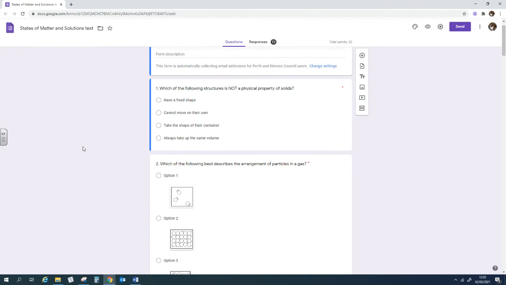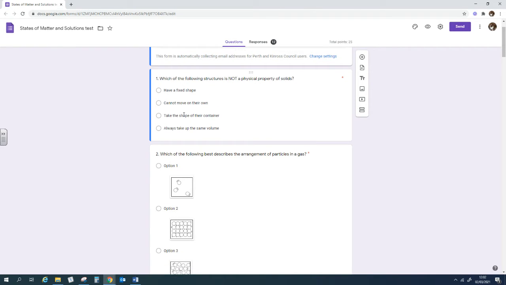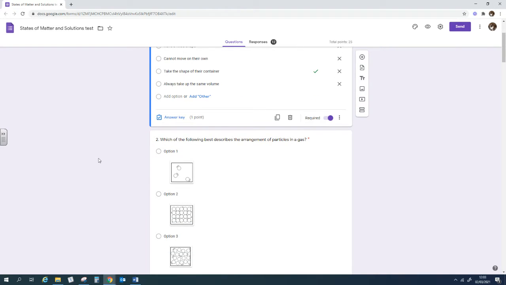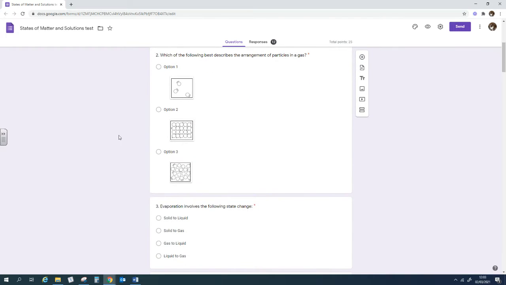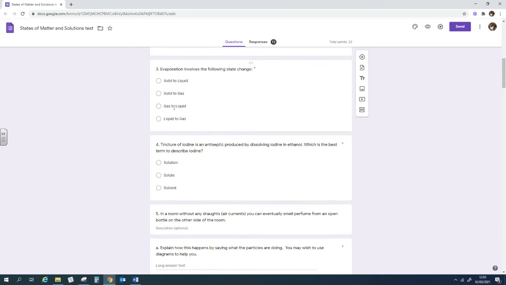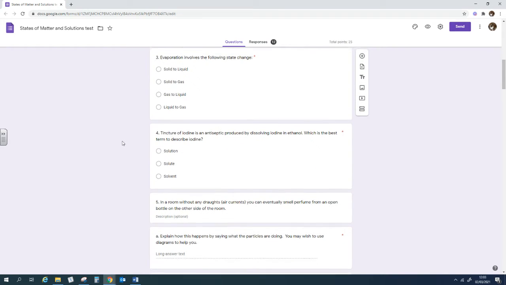The physical property of solids that is not correct is that they take the shape of the container. They actually maintain their own shape, which is the first one. The following best describes the particles of a gas is the top one. So the particles are free to move and have a high energy. Evaporation involves the liquid to gas state change.